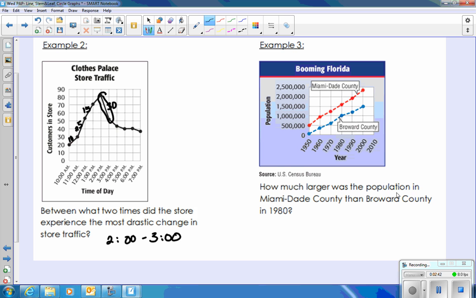So how much larger was the population in Miami-Dade than Broward County in 1980? So at 1980, we look like we're right about at 1 million. And Miami-Dade was just a little over 1.5 million. So I'm going to say it's about 500,000 people.